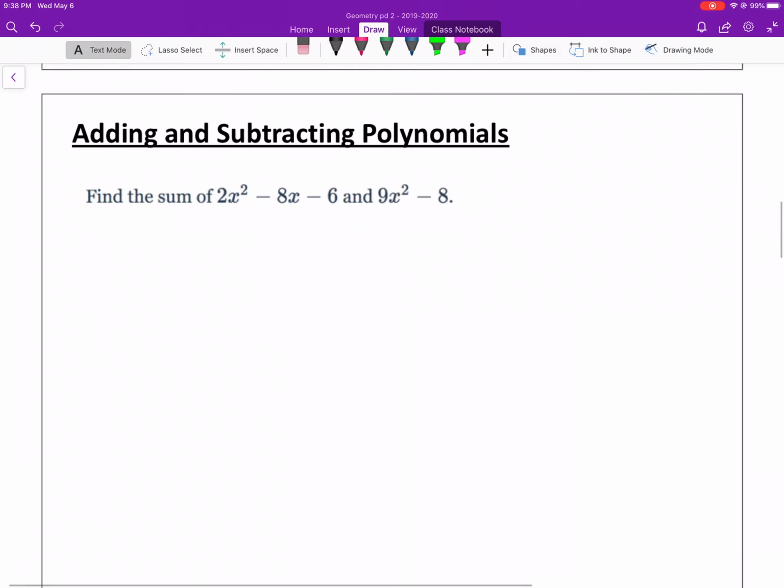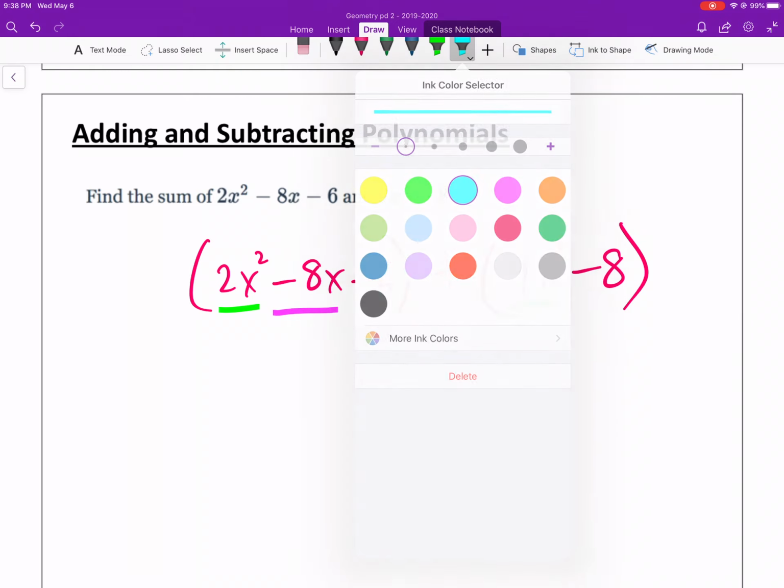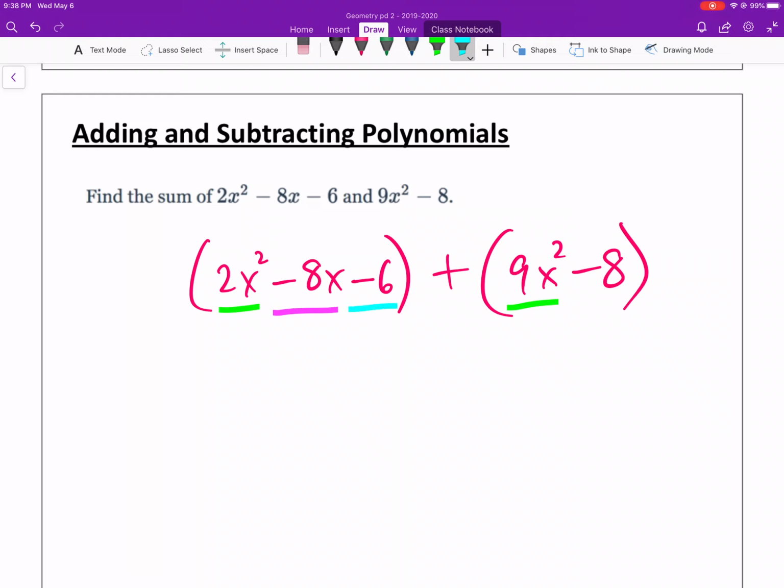Adding and subtracting, so find the sum. The sum tells us that this is addition. So take the one expression and add it to the other expression. Now, guys, this is very simply the exact same thing as what we just did, combining like terms. So 2x squared is a like term with 9x squared, negative 8x has nothing else, and we have like terms negative 6 and negative 8.